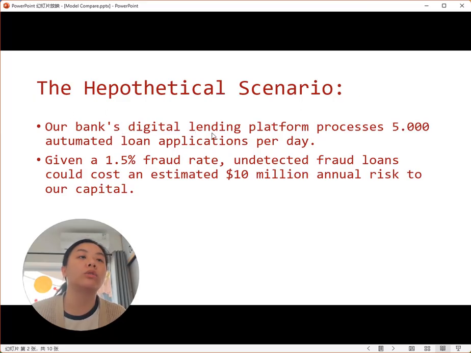Our bank's digital lending platform processes 5,000 automatic loan applications per day. Given a 1.5% fraud rate on digital loans, it could cost about 10 million in annual risk to our capital. So our team's mission is to choose a better model to catch these frauds.